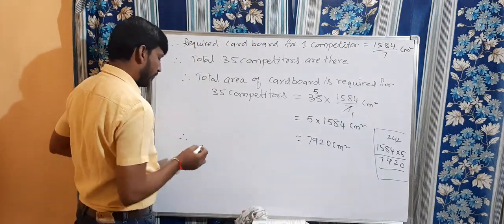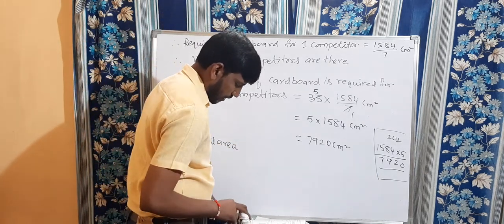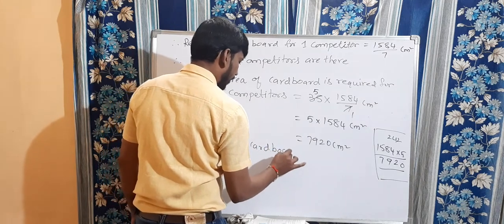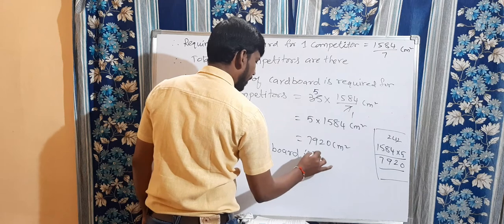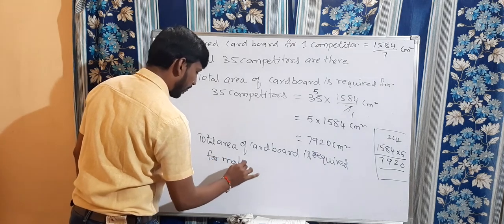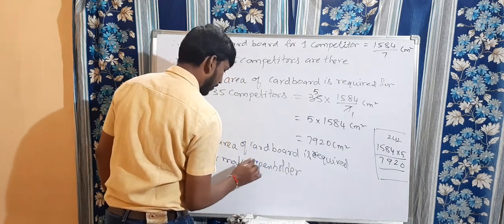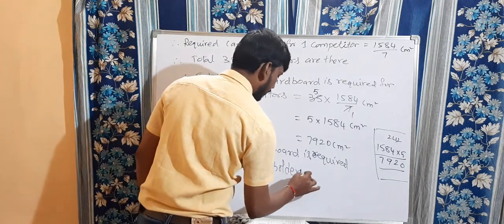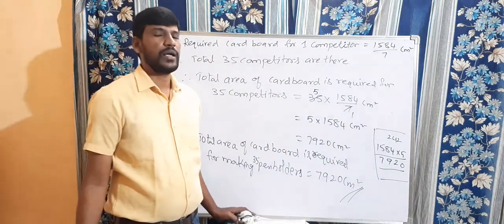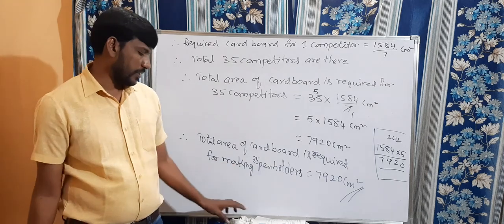So therefore, the total area of cardboard required for making 35 pen holders is equal to how much? 7920 centimeter square. 7920 centimeter square of cardboard is required for making 35 pen holders. Clear, my dears? I hope you understand that. Please copy this.